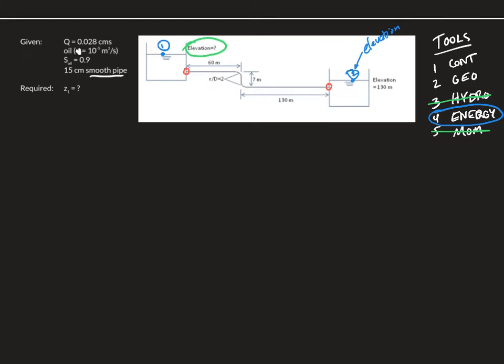And instead, the only minor losses that we're going to include are going to be this bend and this bend right here. There's 2 of them. Okay, so let's start with the energy equation and let's just see how this works out.